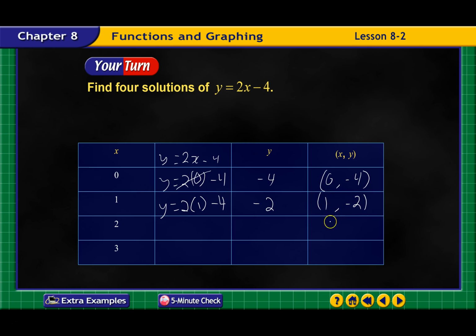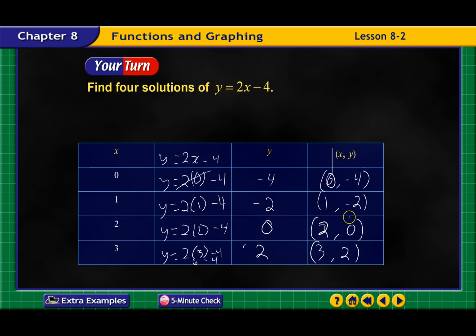I am seeing a pattern here. Y equals 2 times 2 minus 4. 2 times 2 is 4. Minus 4 is a 0. So that gives me 2 comma 0. And then y equals 2 times 3 minus 4 would give me 6 minus 4 is 2. So they give me 3 comma 2. So 4 possible solutions are these 4. And I'd have to actually write those out.